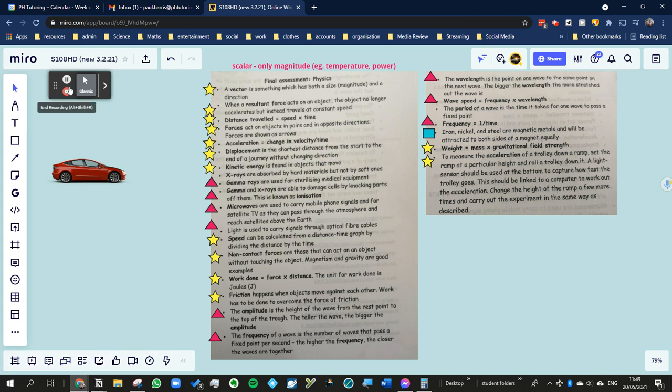Okay, hang on a second. My keyboard's playing up. So let's say the speedometer reads 5 meters per second. So that's how fast it's going. That's the speed, right? It's also the velocity, though.